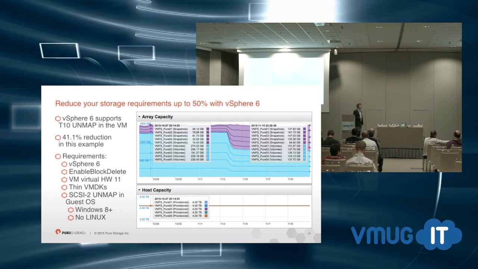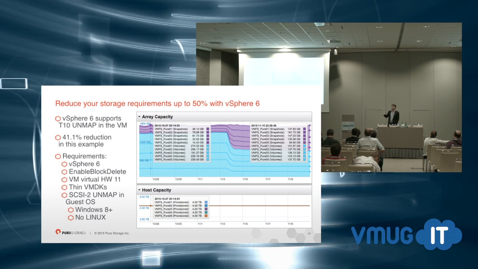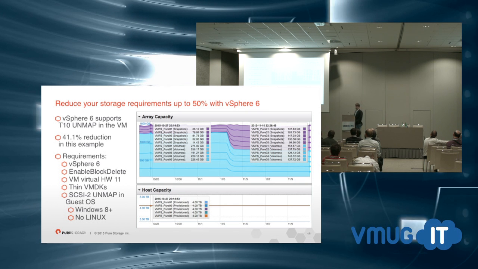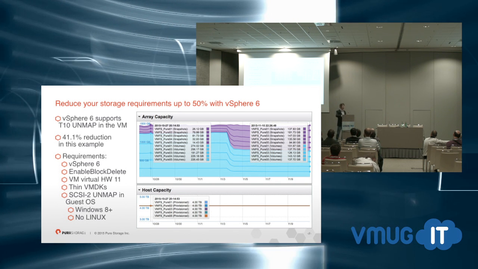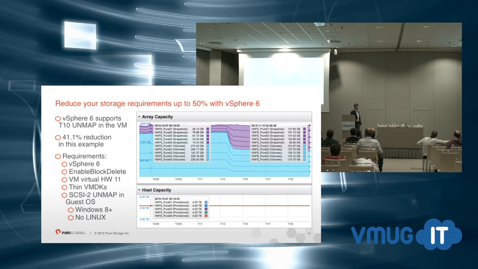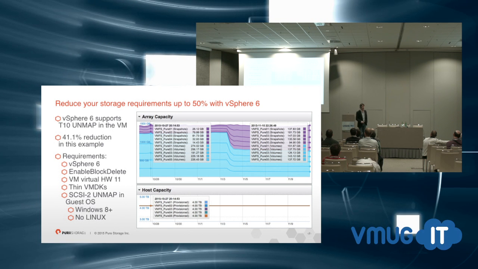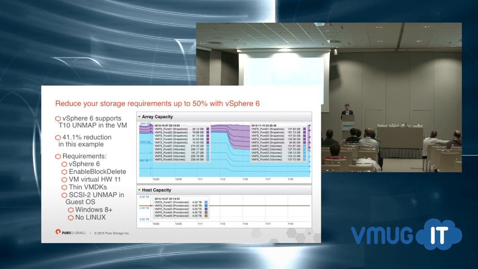Last but not least, know that VMware's implementation is based on SCSI 2 protocol, not SCSI 4. SCSI 2 is enabled in Windows 8 and greater guests. SCSI 4 is in Linux. So if you're primarily a Linux shop, you're going to need to wait until you can really leverage this capability. If you've got a fair amount of modern Windows operating systems, you should start to see these savings.